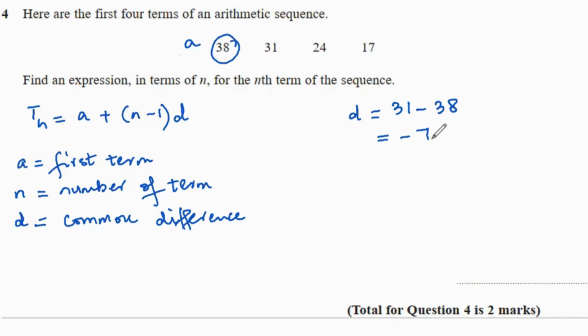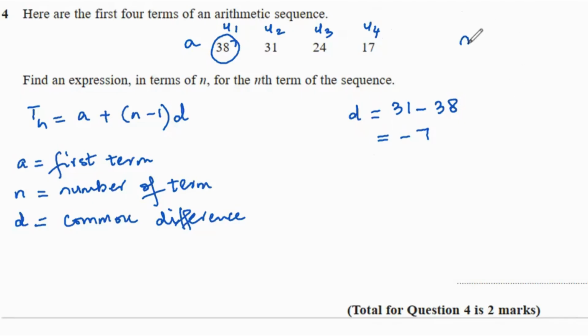Remember, for the common difference, subtract the smaller term from the bigger term. By that, what I mean is that this is the first term, this is the second term, third term, fourth term. So we will do the fourth term minus the third term, or the third term minus the second term, or the second term minus the first term. This is what I mean by a bigger and smaller term. So the common difference is -7.